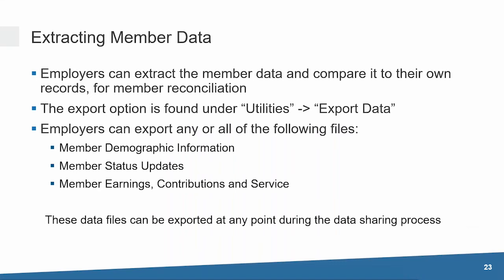The export files can be used for member reconciliations to determine if all in-year data was provided to CAT and to determine what files need to be imported as a result. There are 6 files available for export. However, only 3 are relevant for DB Plus employers.